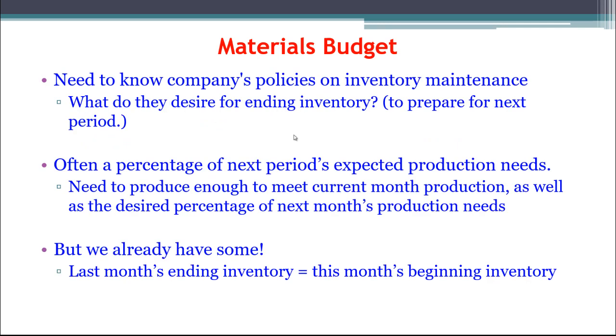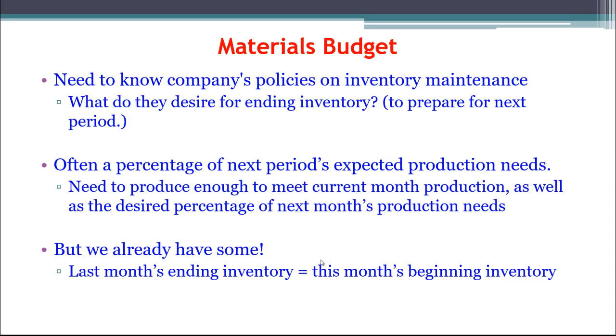Again, we need to know the company's policies on inventory maintenance, just like the production budget. They have a desired ending inventory to have enough materials on hand so that at the beginning of next month, we can start our production right away without having to wait for materials. Now for this one, it's generally going to be a percentage of next period's expected production needs. Don't go back to using sales units times a percentage for the materials budget. It's the production needs, which, remember, that's after we've already handled the beginning and ending inventories. So keep that in mind.